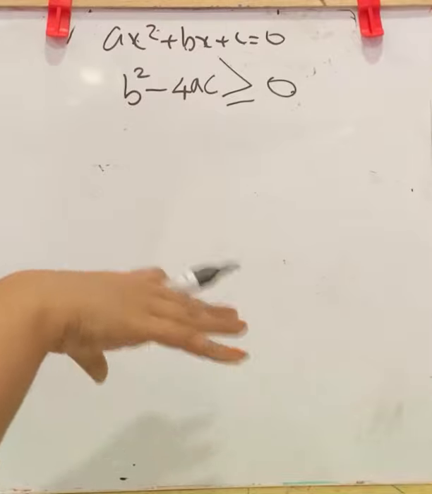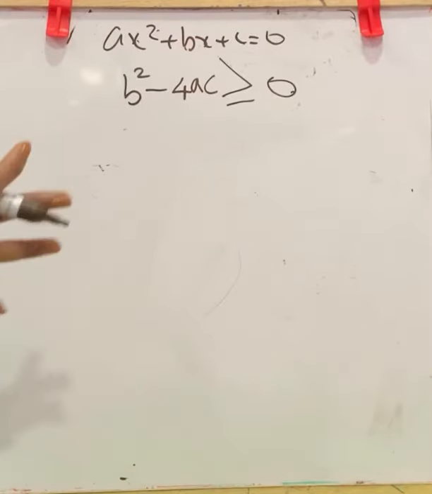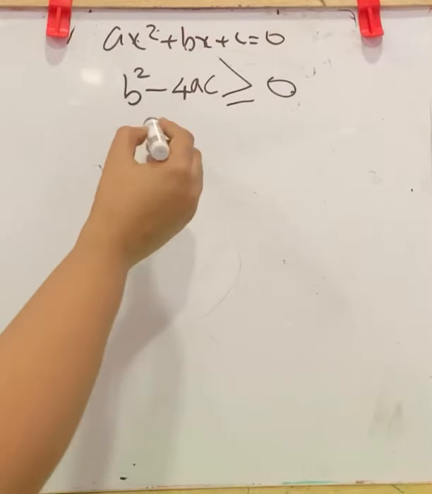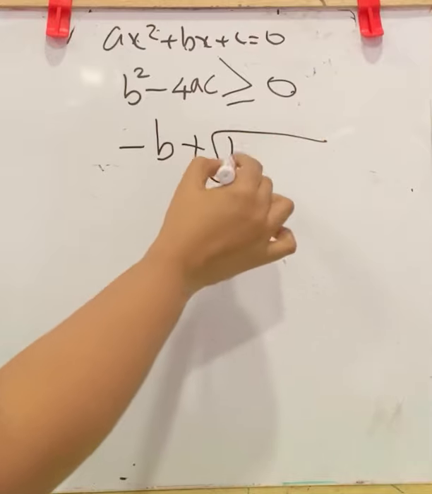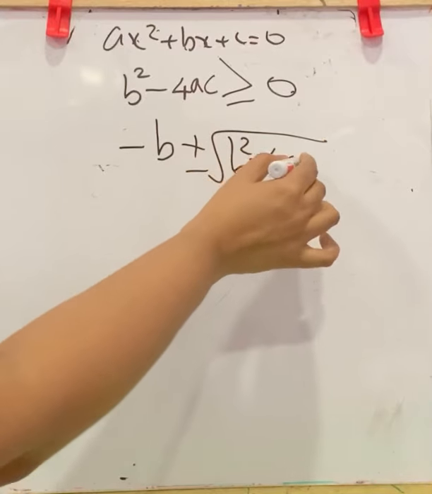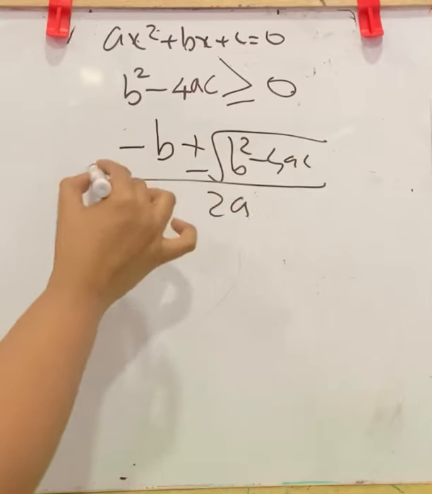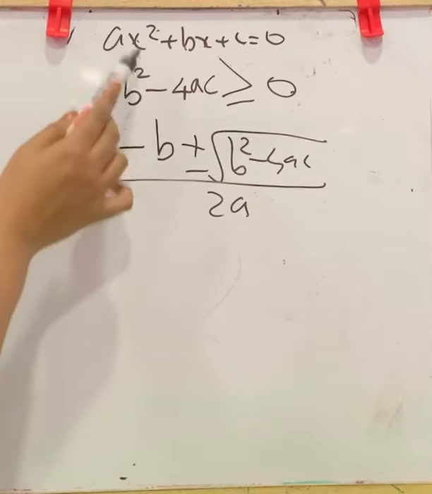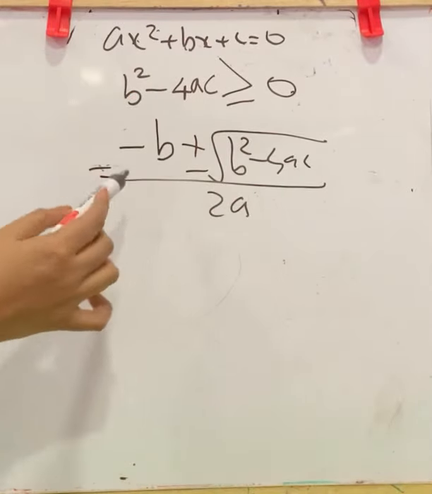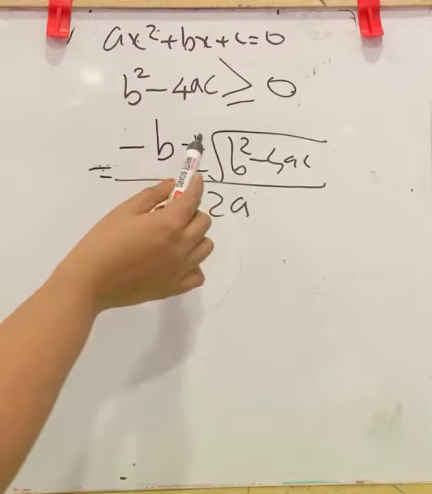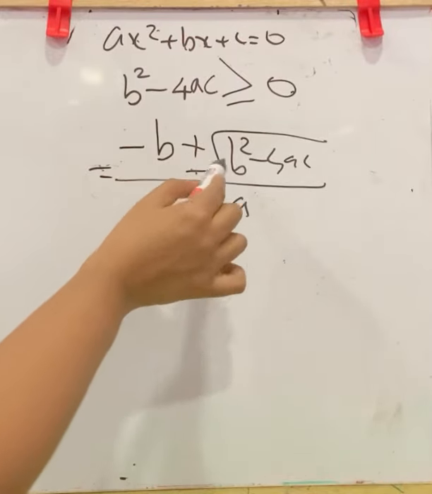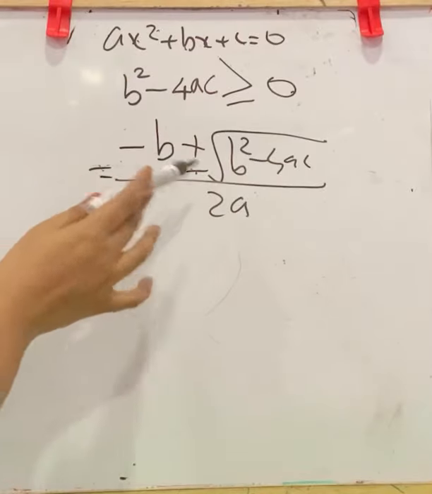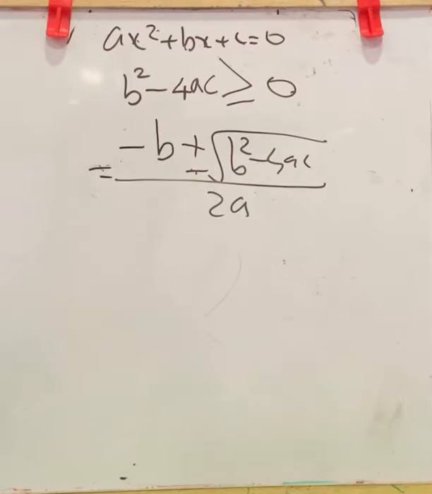Without middle term splitting or without completing the square, we can directly apply this formula and find the roots. That formula is minus b plus or minus root b square minus 4ac, whole by 2a. This is the formula. Just apply all the coefficients here, then you will get the answer. First you will apply for the positive root and then you will apply for the negative of the root. So you will get two solutions for the equation.